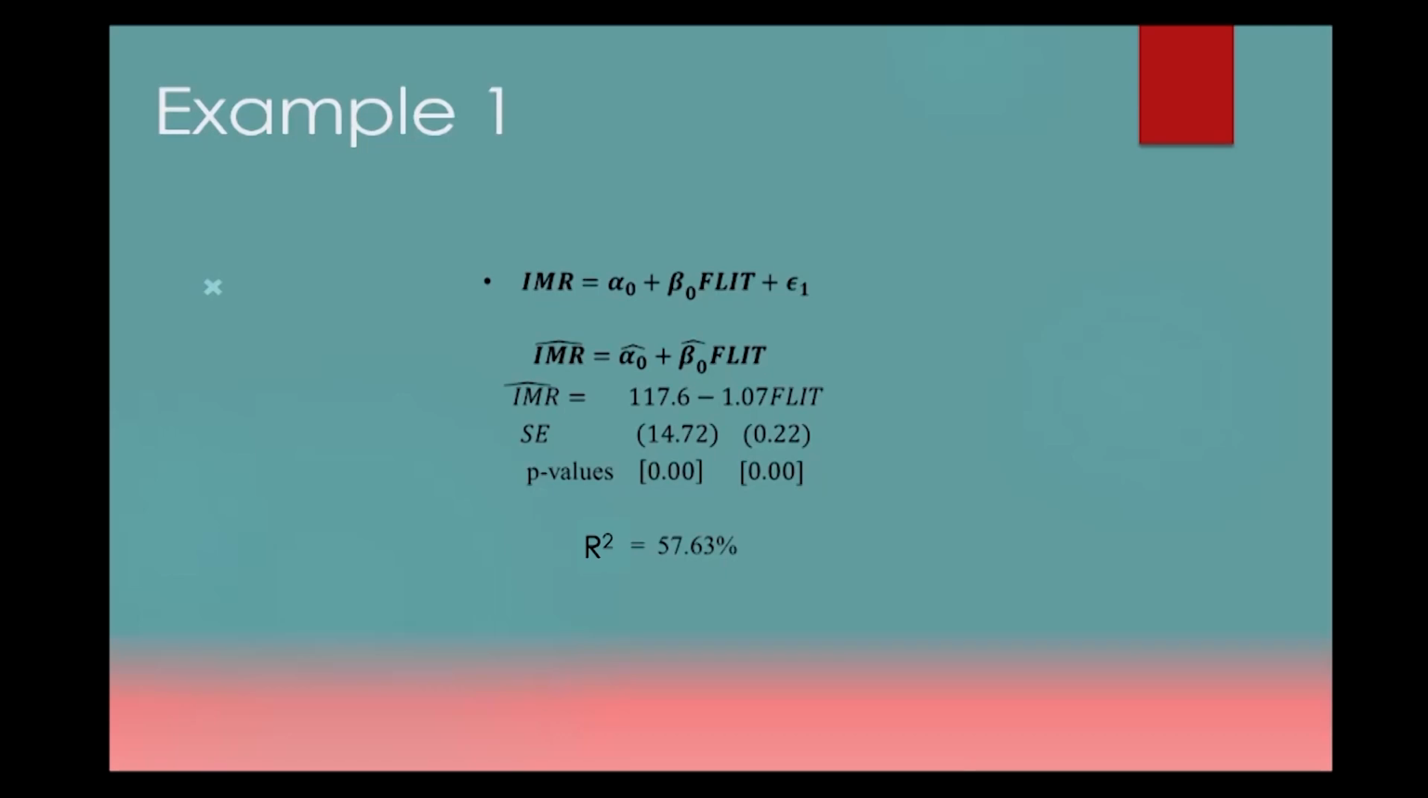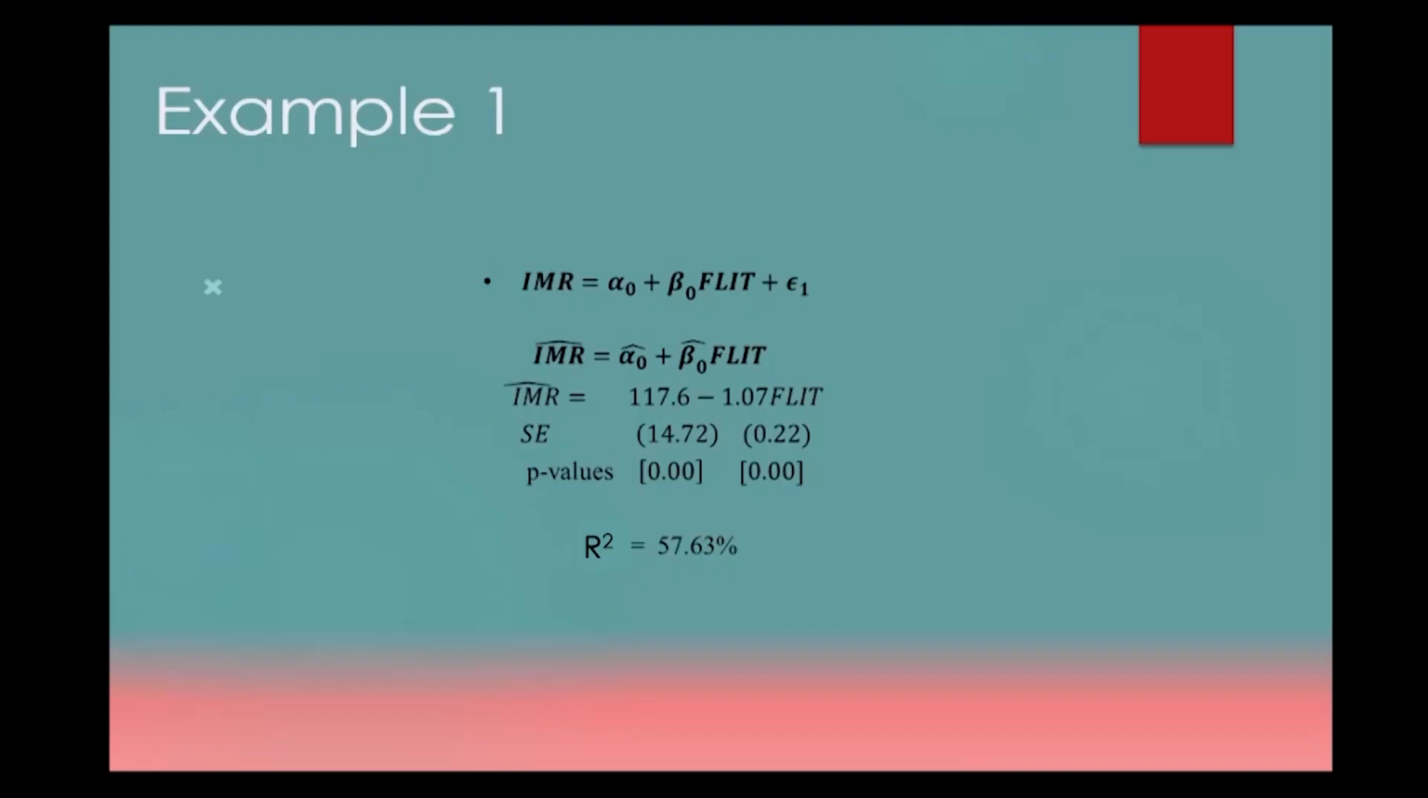In order to understand the estimation results, we note that the slope term is minus 1.07, which means that if there is a rise in the level of female literacy, then definitely the infant mortality rate will come down. This coming down of infant mortality rate is very important in this particular finding. Accordingly, we have the standard errors, which are 14.72 and 0.22 respectively.